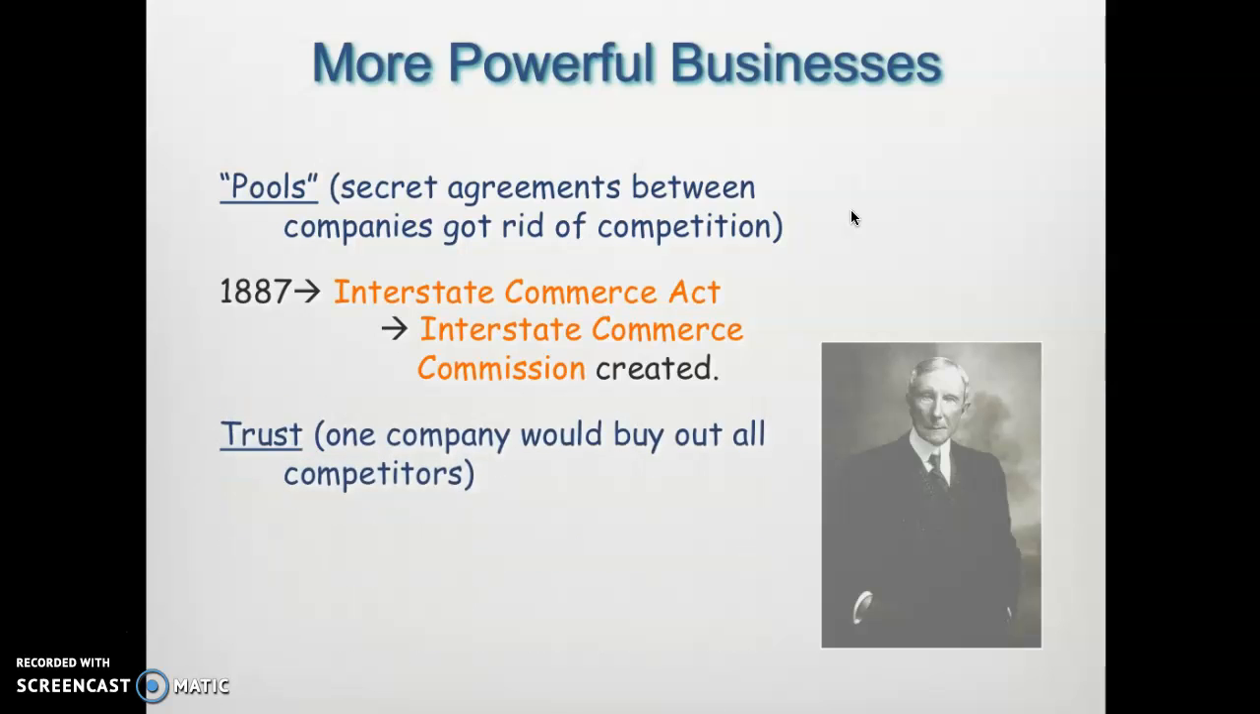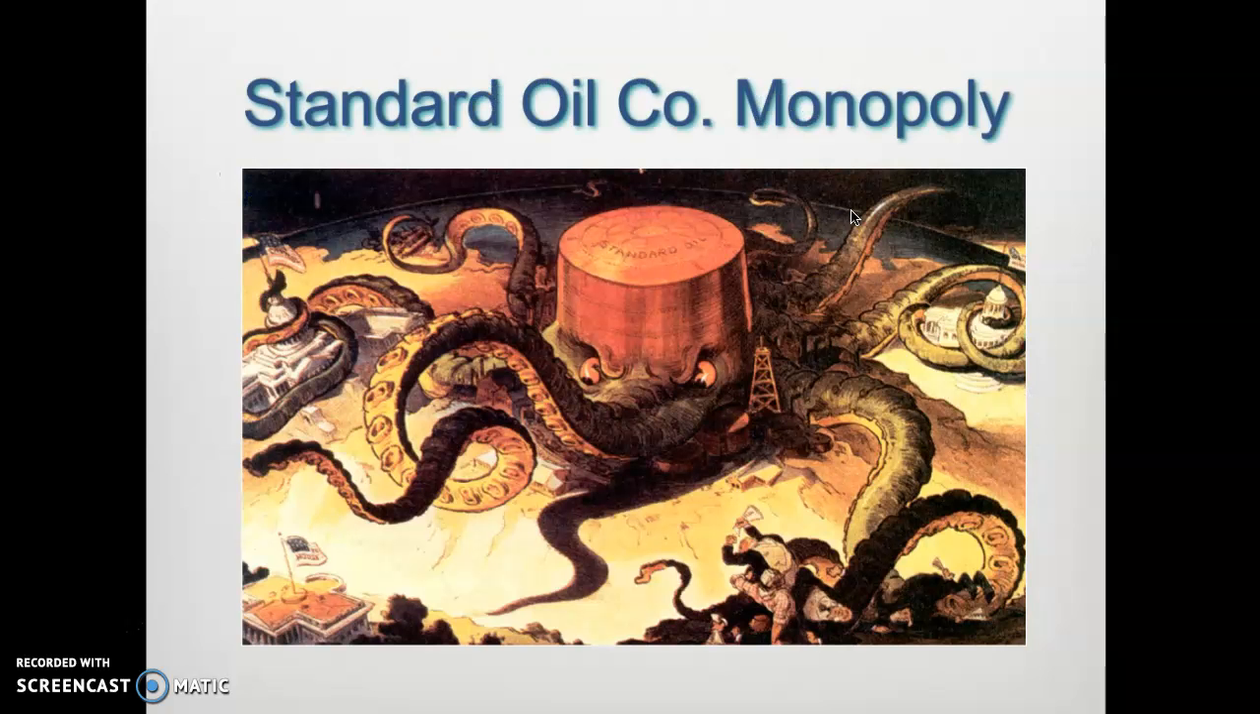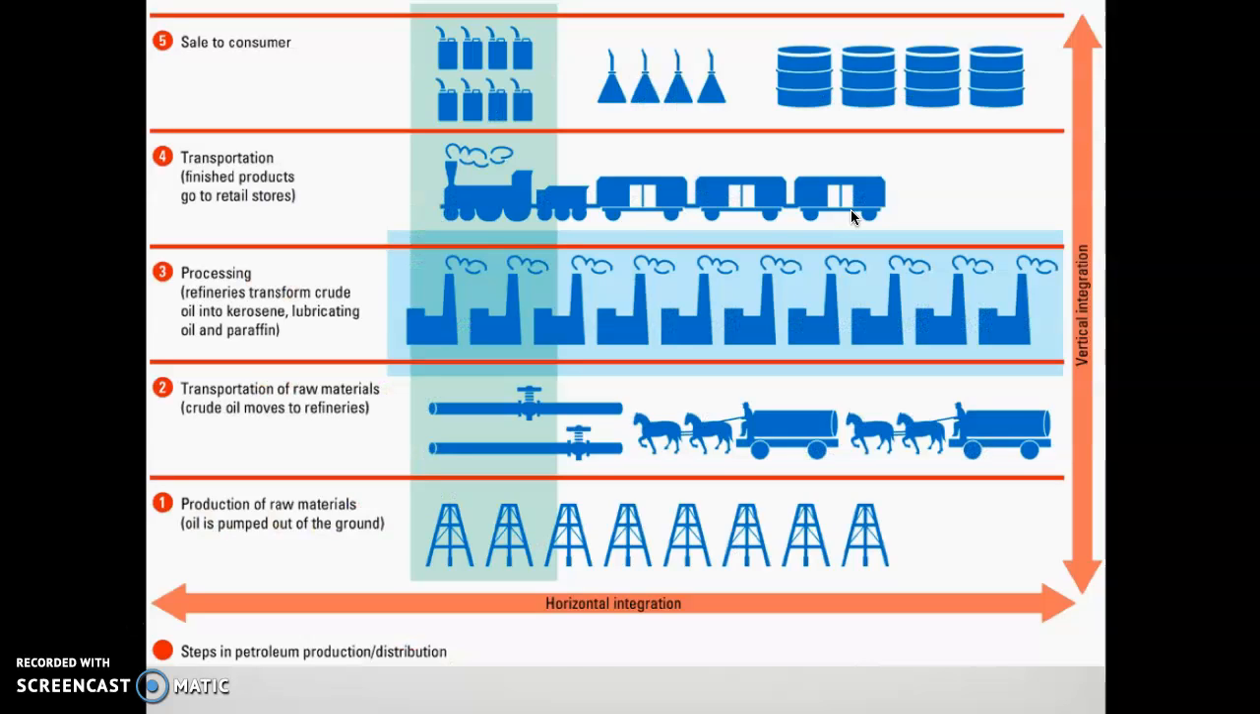And the one that probably gets the most notoriety during the late 1800s, the one that's the most well-known, is called a trust. And this is a situation in which one company buys out all its competitors. One of the most famous was run by this gentleman over here, John Rockefeller, who grew his oil company, Standard Oil, into a monopoly, basically meaning that one business controls an entire industry. Here you can see a political cartoon depicting Standard Oil's tentacles reaching around the Congress of the United States and politicians, and just the kind of control that such a vast, vast business can have.